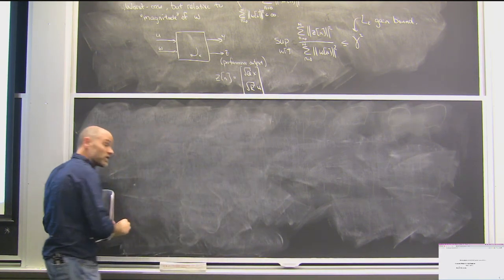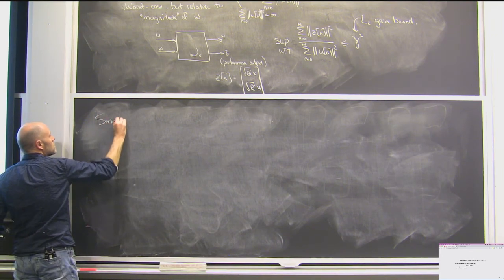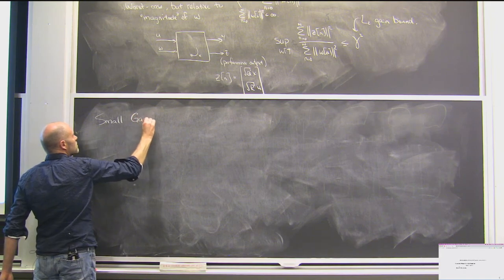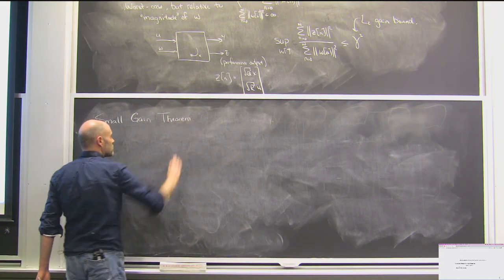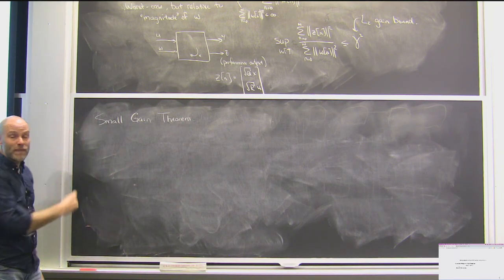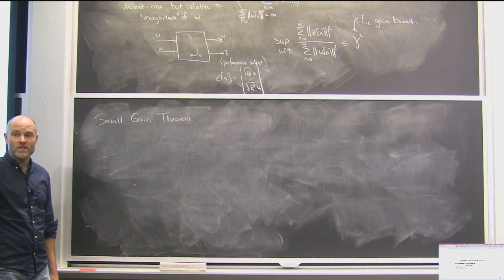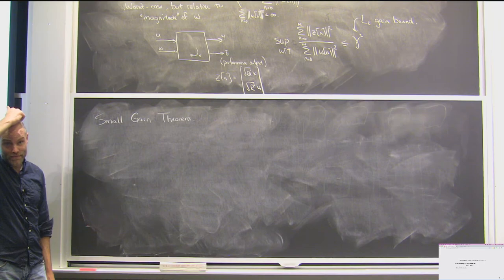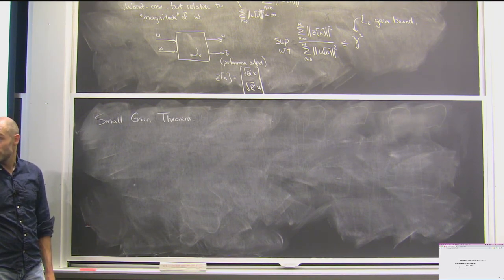And that's an idea called the small gain theorem. Roughly, if you have gain bounds on individual systems, you can compose them together in a diagram to get gain bounds on your whole system, or to talk about absolute stability.